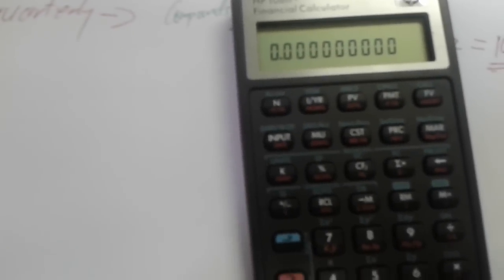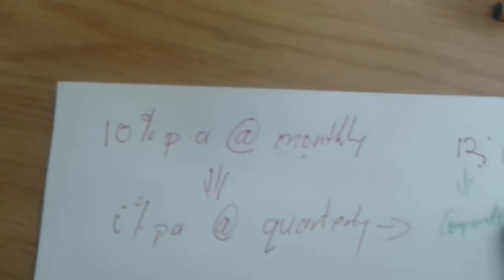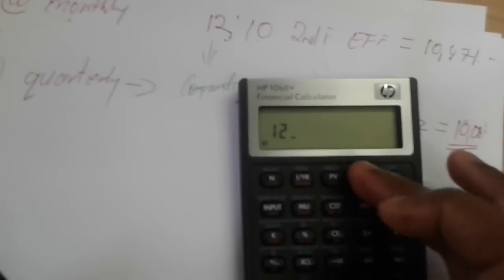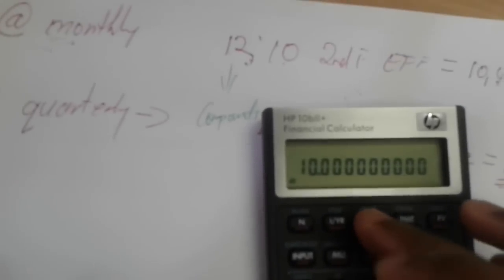Now I'm going to show you using HP. So first of all, you need to set your calculator to 12 per year. Why? Because the rate that you want to change is compounded monthly. So you are going to say 12, shift, per year, and then there it is, 12 per year. Then our nominal rate is 10. Press 10 there. Then you say shift EFF.